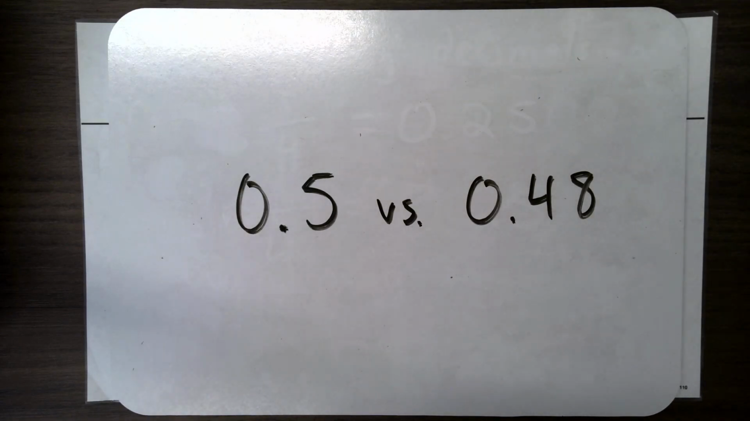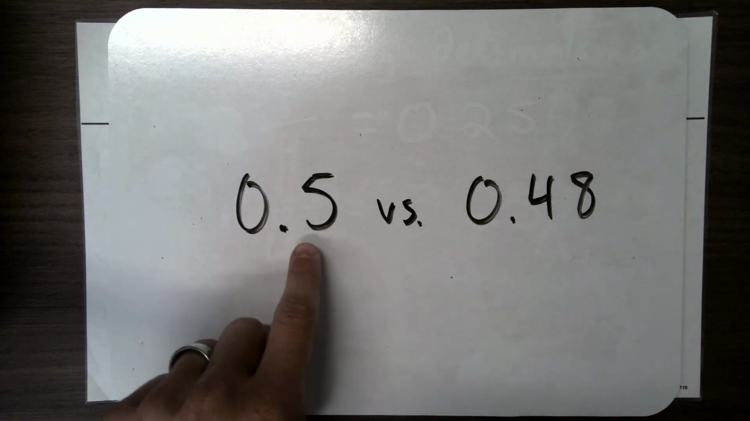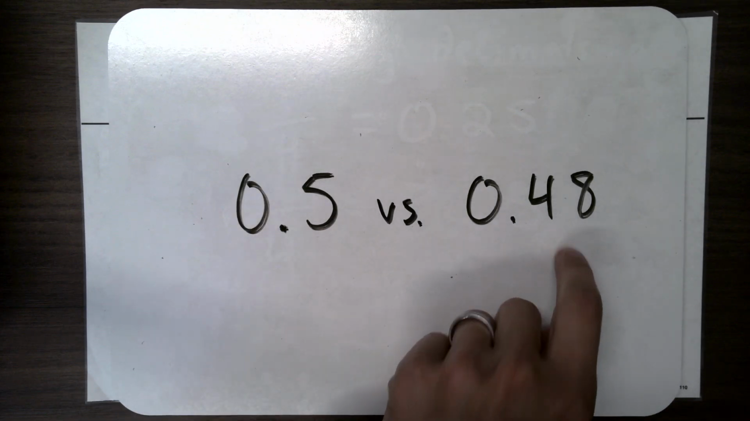In this video, we're going to look at CRA models for comparing and ordering decimals. So we're just going to do the comparing aspect of this, and the same concepts would apply to ordering decimals, which is where you just have more than 2 decimals. So the 2 decimals we're going to compare will be 5/10 and then 48/100.